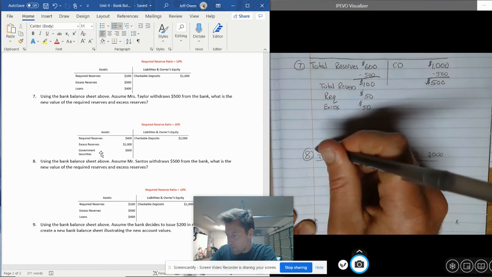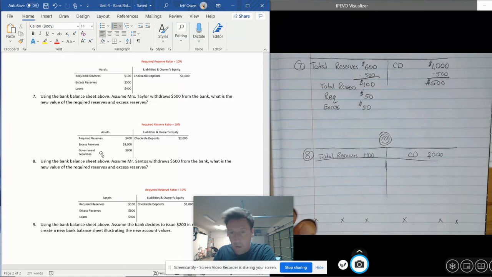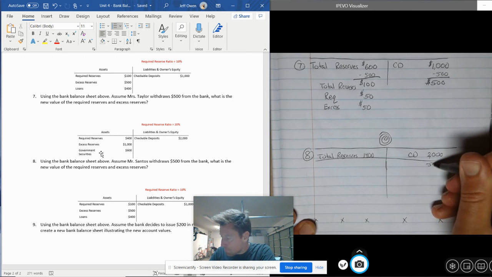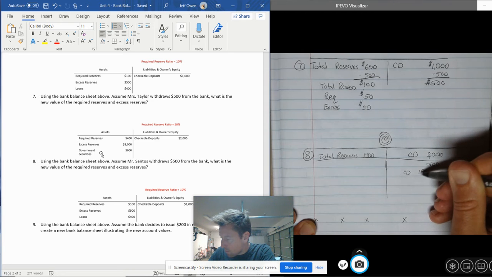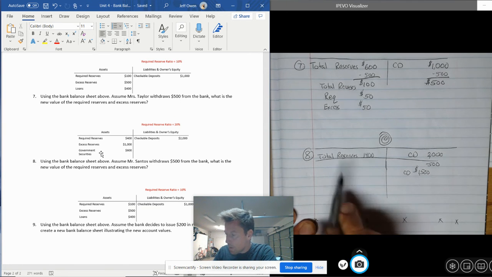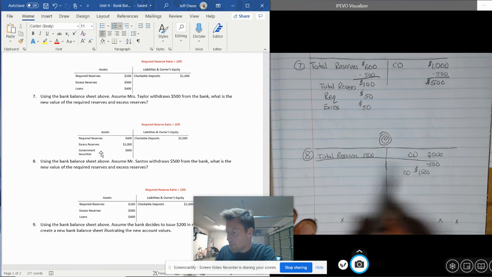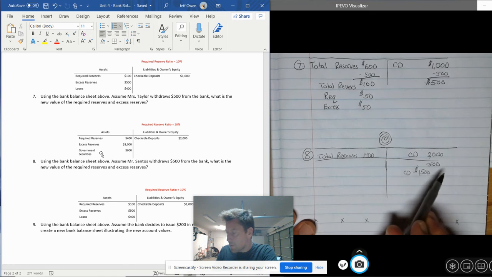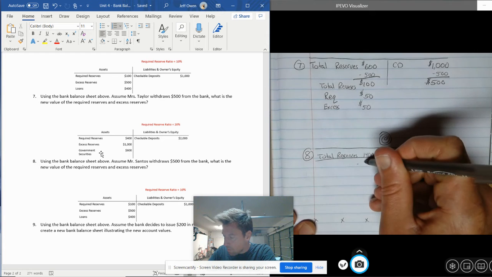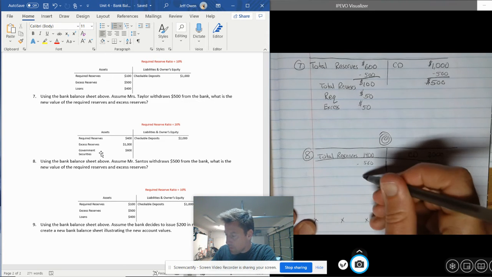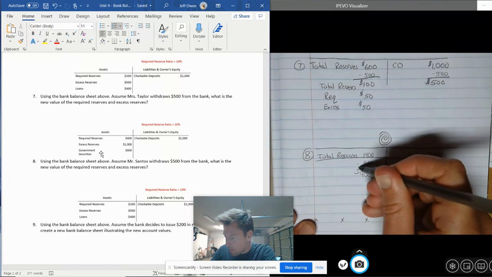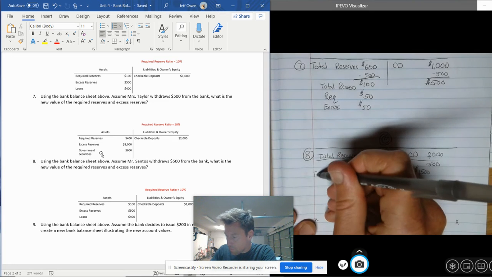Oh, duh. All right. So Santos has taken out 500, which means our checkable deposit is now at 1,500 bucks. My total reserve is going to have 500 come out of it, because if you take 500 out on this side, you take 500 out on this side. So let's take 500 out, and that leaves us 900 bucks in total reserves.